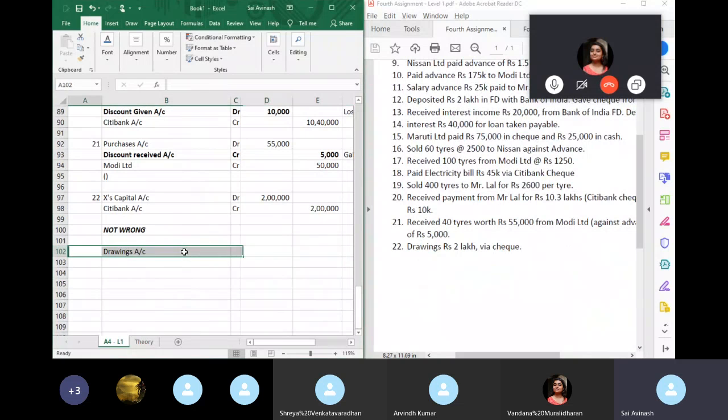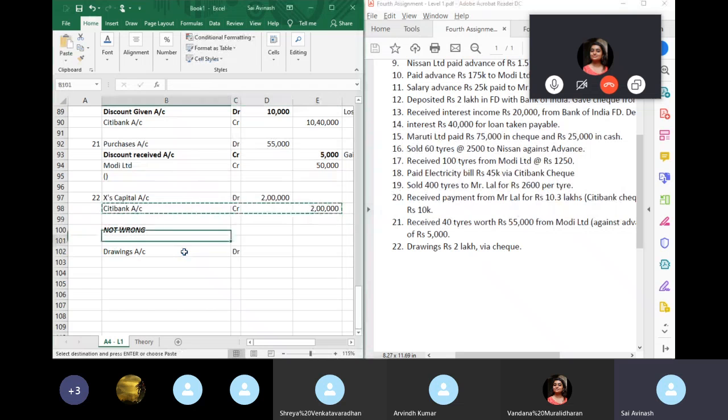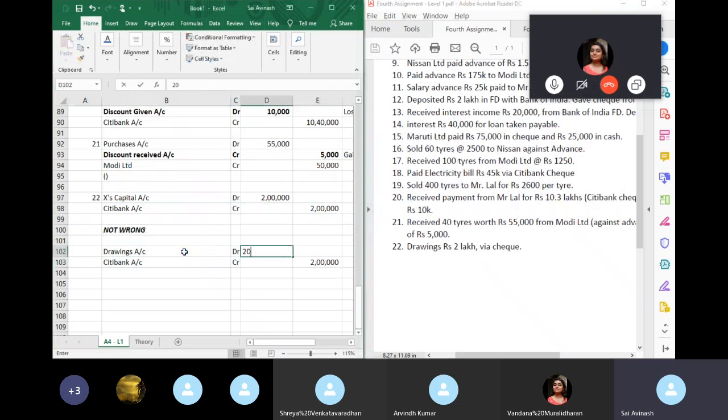So the drawings account, technically, you can call it an asset account, right? Because the business is giving the owner money, which means to the extent I'm giving the owner money, the owner has to give me the money back. So I have the right to receive the money back from the owner. So that is an asset, okay? And this leg of the journal entry remains the same, 2 lakh. So this is the right way to do it.